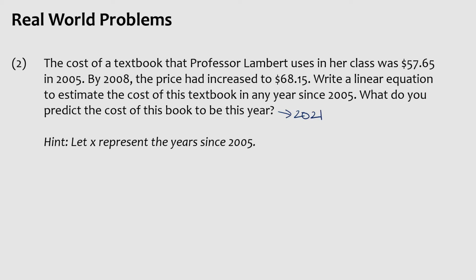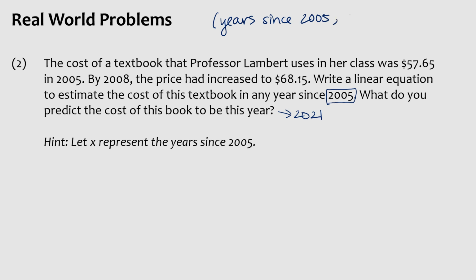2021. Okay, so just looking at this, I'm not even looking at the hint yet, but I'm noticing that they're saying 2005, and they're going years beyond 2005. Now, me personally, it's going to be easier for me to not do math in the 2000s and to think about what's happened since 2005. So looking at this hint, let x represent the years since 2005. So that's a really good clue. So I have years since 2005.